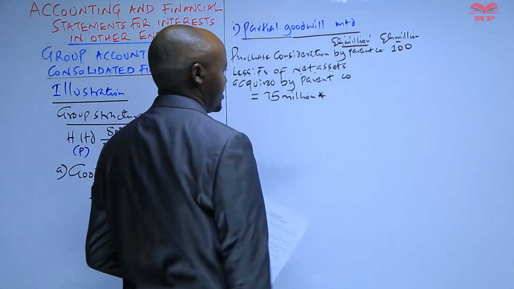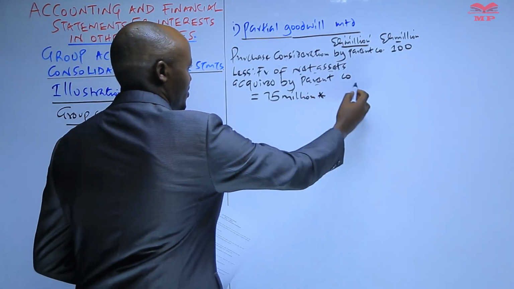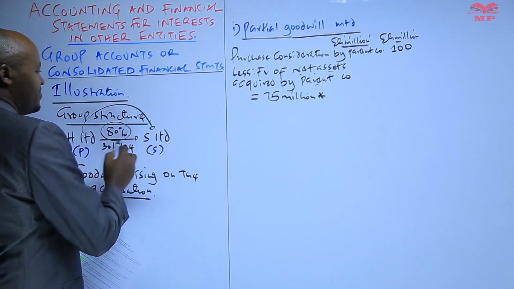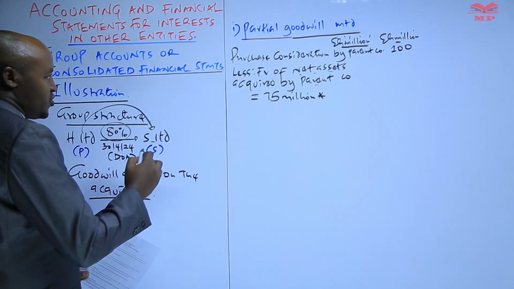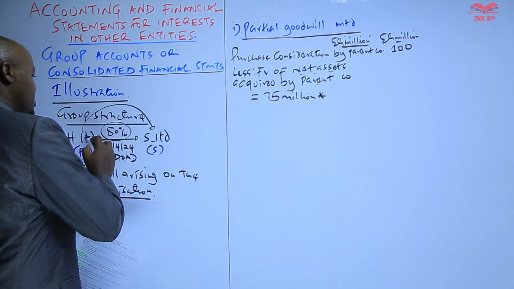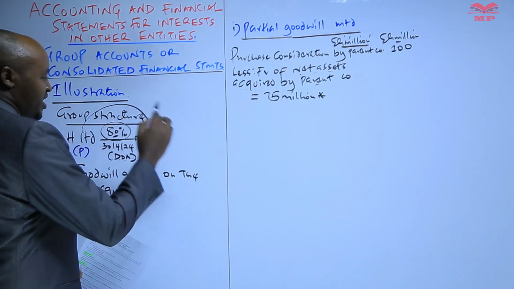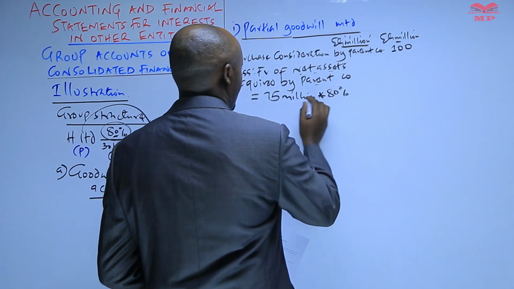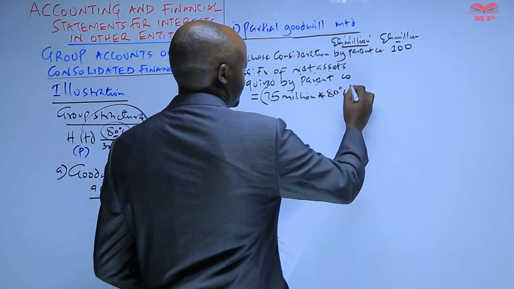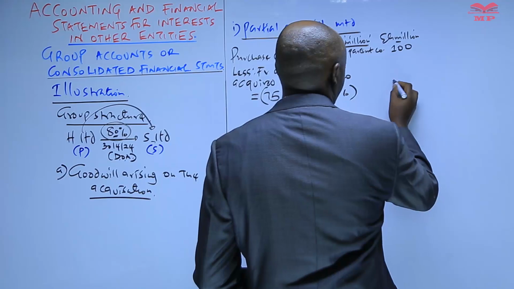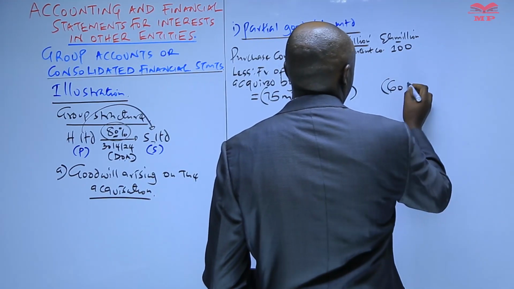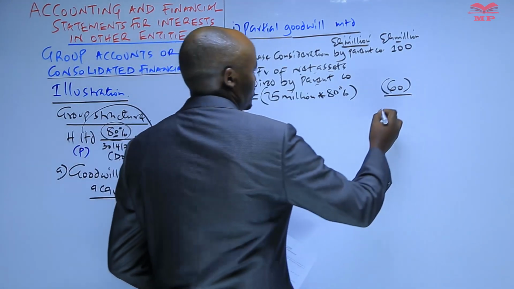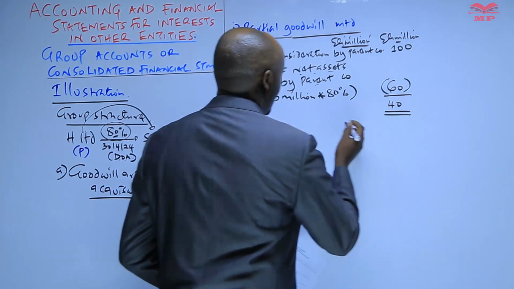But in our case here, what we are interested in is the net assets which were acquired by the parent. So our parent company, H Limited, acquired 80% of the shares in the subsidiary, and that also means that H Limited acquired 80% of the net assets of S. So the net assets which were acquired will be 80% of this. And 80% of 75 gives us 60 million. So we deduct that from the cost of investment, or the purchase consideration. So we get a positive figure here, which is goodwill.